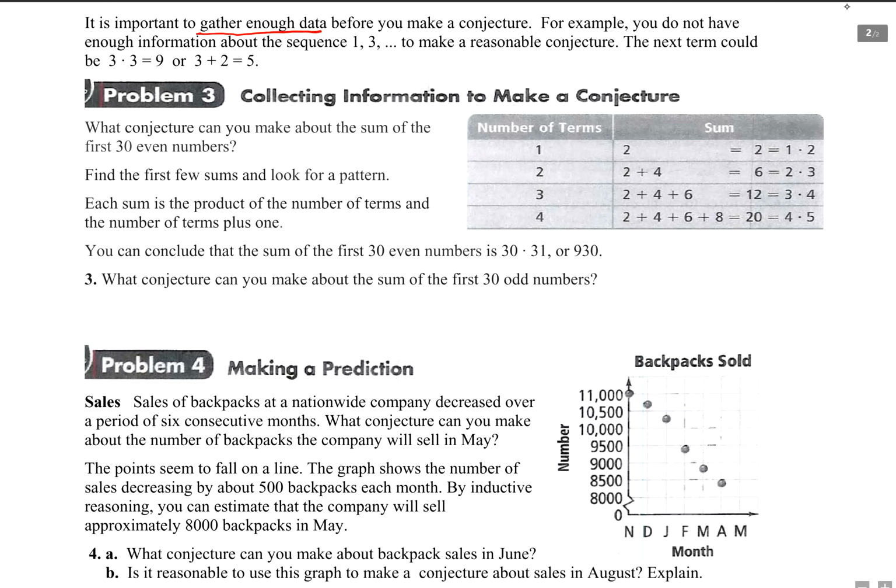What conjecture can you make about the sum of the first 30 even numbers? So we're going to find the first few sums and look for a pattern. So we have our number of terms. You can make a table. Tables are always a good way to do things. And if we only have one term, that's just a 2. And then 2 terms, we are talking about the sum of the numbers. So 2 plus 4, those are even numbers. And then we go 2 plus 4 plus 6, that's 3 terms. 2 plus 4 plus 6 plus 8, that's 4 terms.